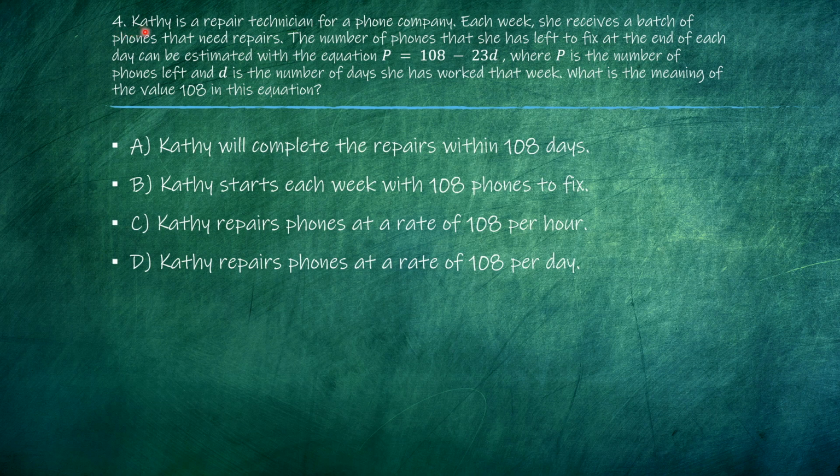Question 4. Kathy is a repair technician for a phone company. Each week, she receives a batch of phones that need repairs. The number of phones that she has left to fix at the end of each day can be estimated with the equation p is equal to 108 minus 23 times d, where p is the number of phones left and d is the number of days she has worked that week. What is the meaning of the value 108 in this equation? Go ahead, pause the video and try this question. The answer is B.